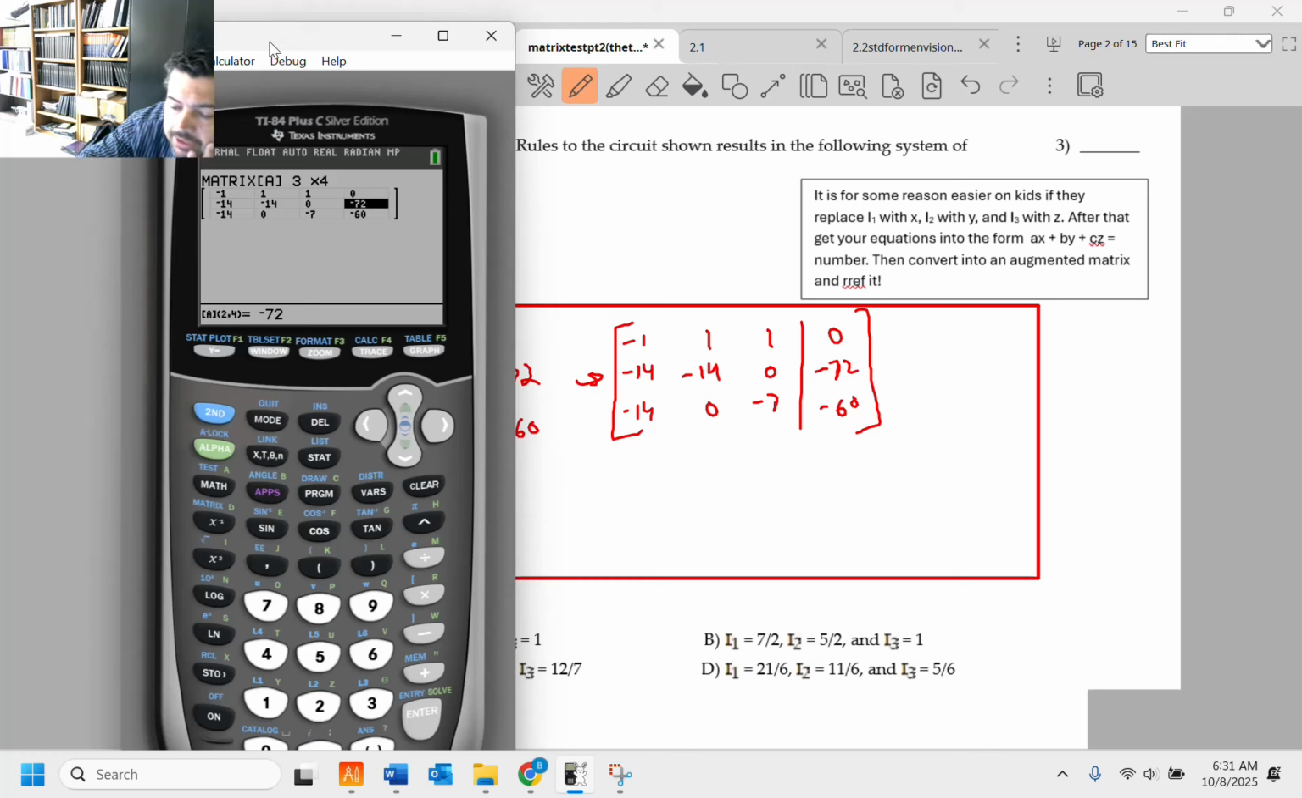Well, on this one, the issue that I saw was kids didn't know how to write the equations. And perhaps you're that kid. I don't know. If you are, work on it. That's all I can tell you.